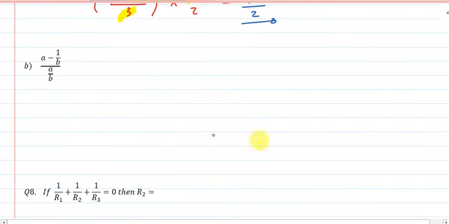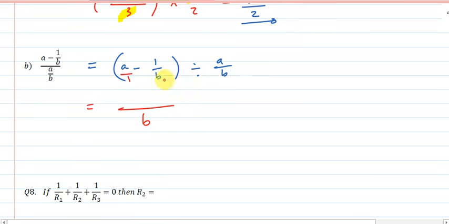Let us look at a more generalized form like this. So we've got a minus 1 over b, right, divided by a over b. So we need to make this a over 1. This is another question, guys. So this is b. A times b is ab minus 1.